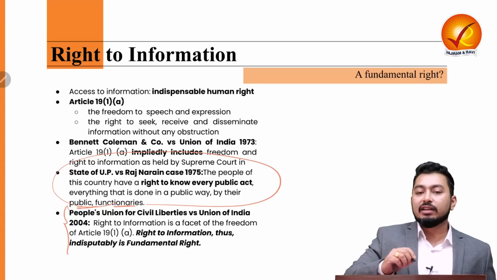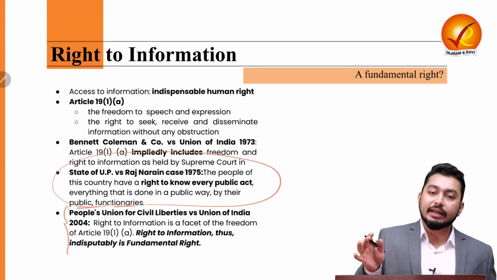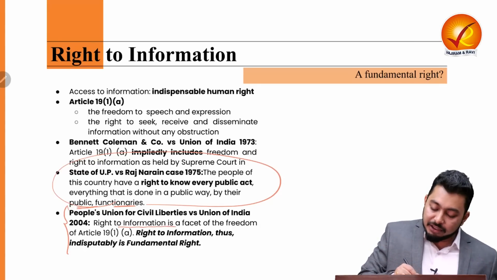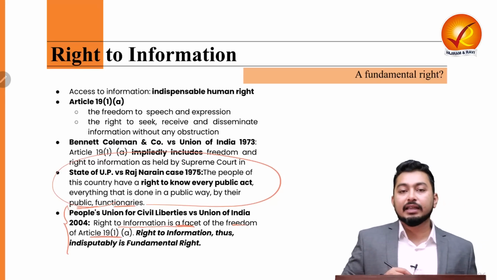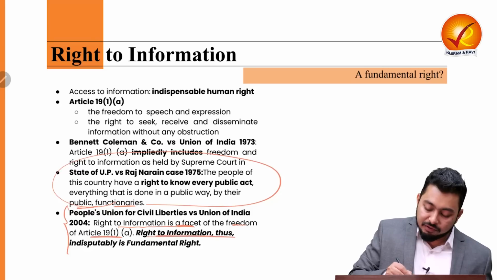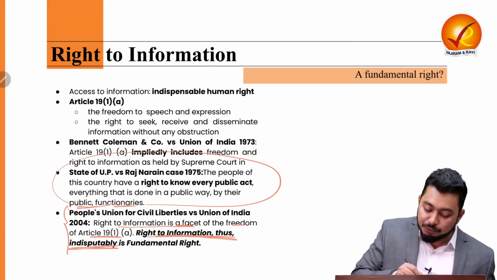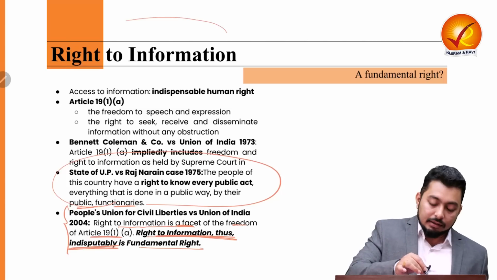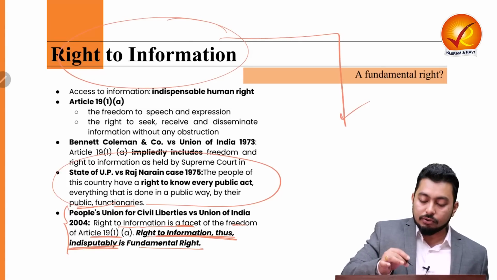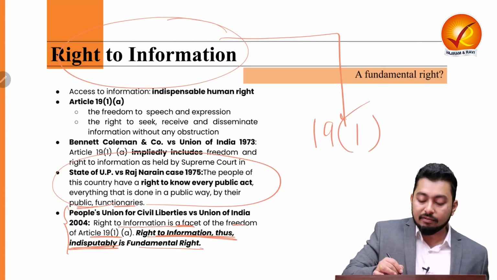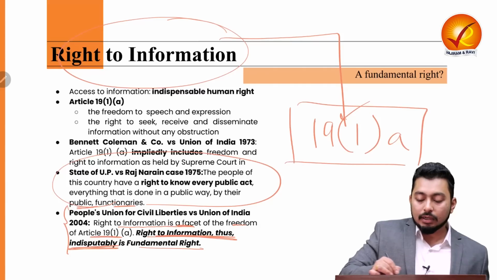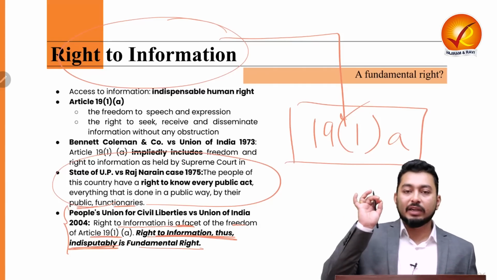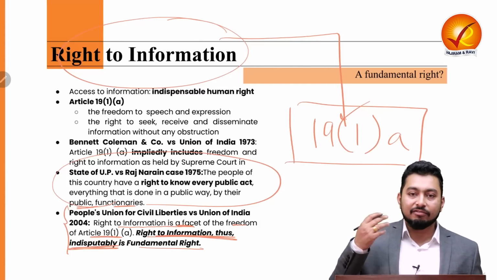Finally, in PUCL versus Union of India, it was categorically held that right to information is a facet of freedom under Article 19(1)(a). Therefore, right to information is indisputably a fundamental right. That simply means that right to information is also part of Article 19(1)(a). Now, given that it is a fundamental right at this point, what have we done about it?